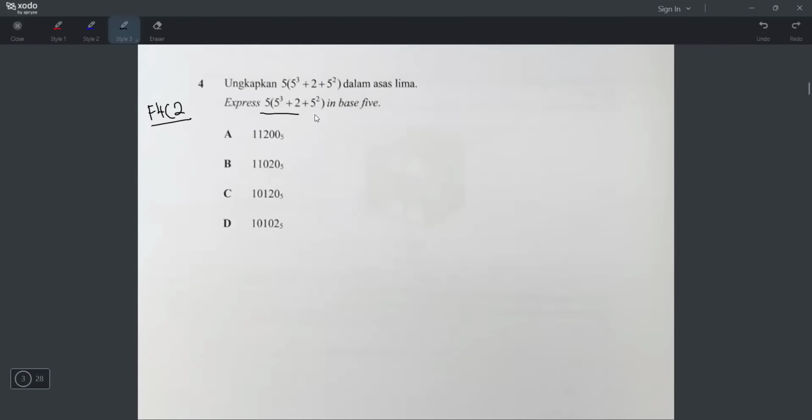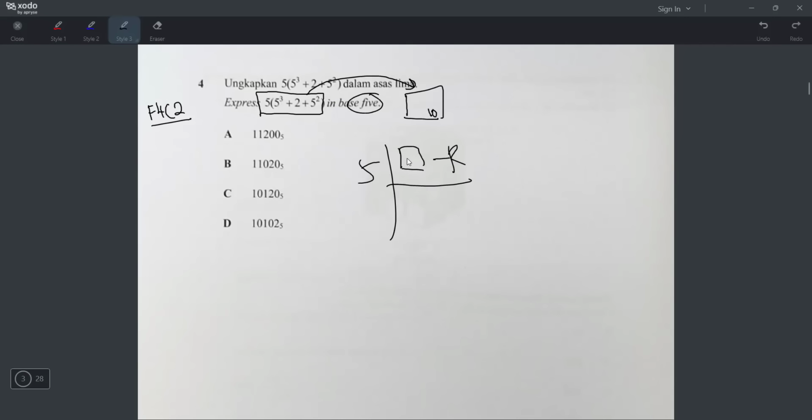The slow method is you tekan this whole thing in your calculator, and then after you tekan equal, the calculator will give you one answer, but the answer that the calculator gives you will be in base 10. This is the slow method. After you get the base 10, then you take this number, you divide by 5 because you want to change to base 5, right? And after you get all your remainder, baca dari bawah ke atas, then bulat the answer. Okay, yeah, that's the slow way.